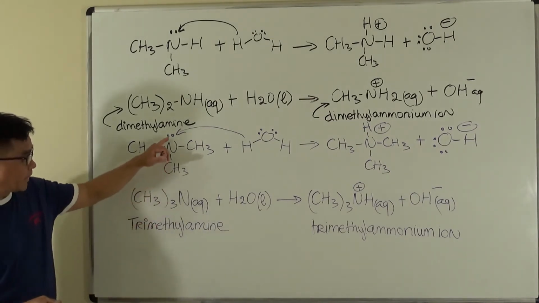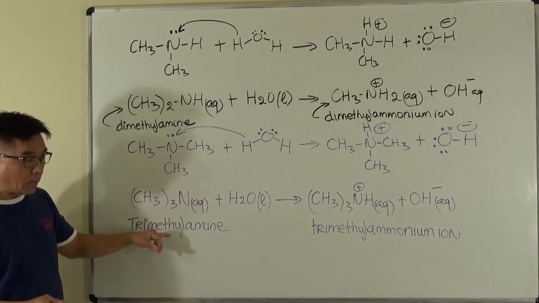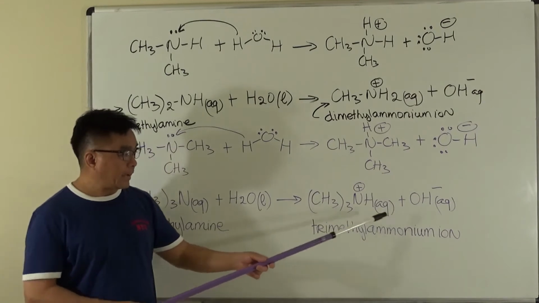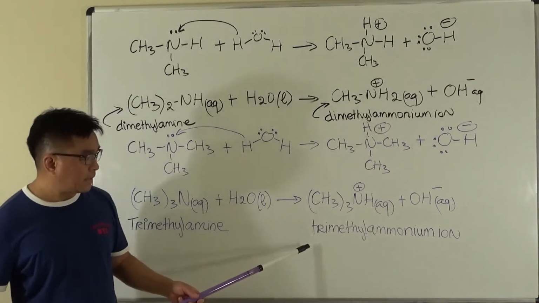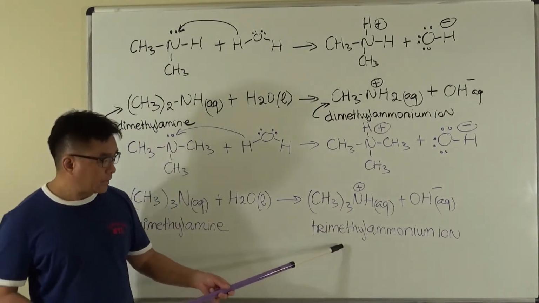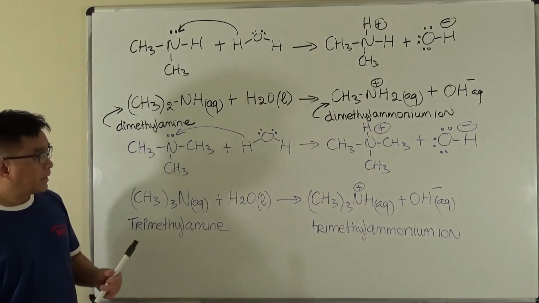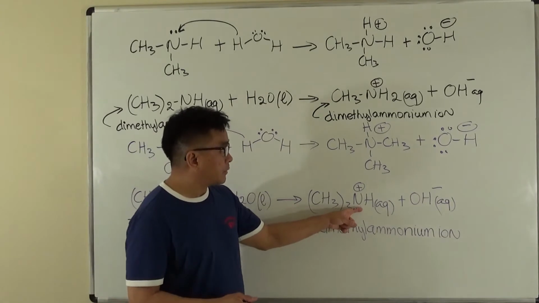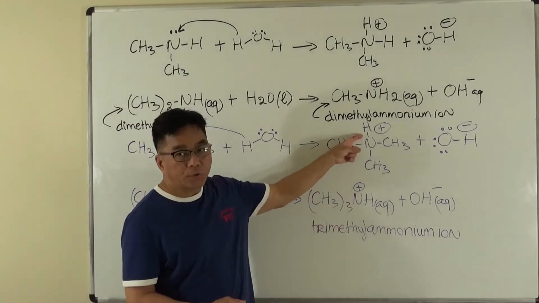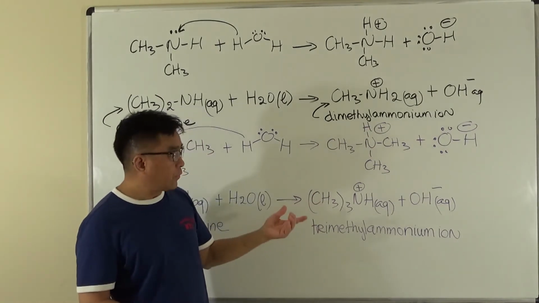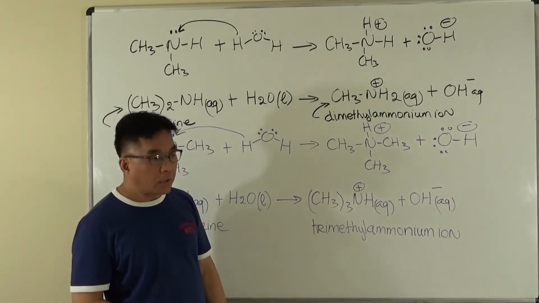Again, it does have that lone pair of electrons in trimethylamine, and because of that, trimethylamine also acts as a base, and the acidic form is called trimethylammonium ion. Now when you get to this stage here, you can see that the nitrogen no longer has a lone pair of electrons, so therefore it can no longer abstract a proton.